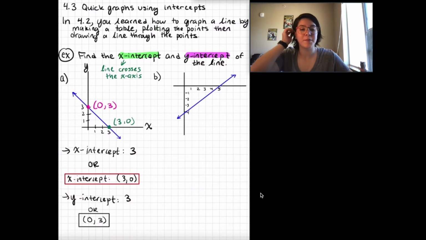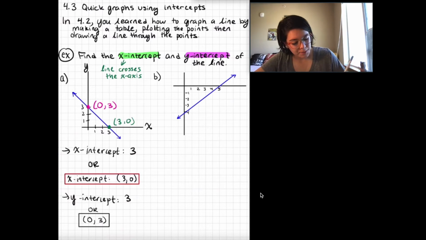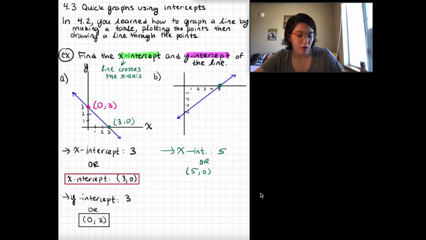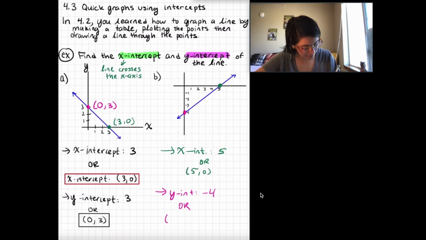Go ahead and try to do this next example on your own, and then unpause the video and see how you did. Our x-intercept happens where the blue line crosses the x-axis. So that happens right here. So we could either write this as x-intercept is 5 or the point 5, 0. For our y-intercept, it's where our line crosses the y-axis, which happens here. And again, we can either write this as -4 or the point 0, -4.